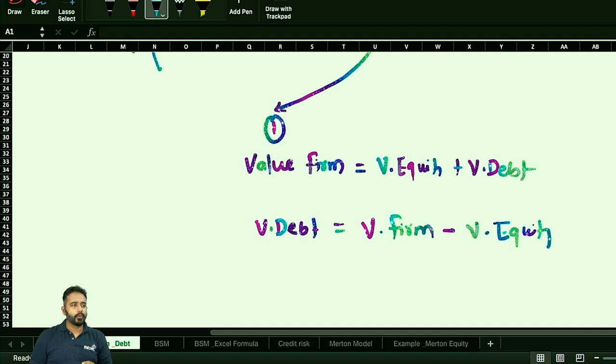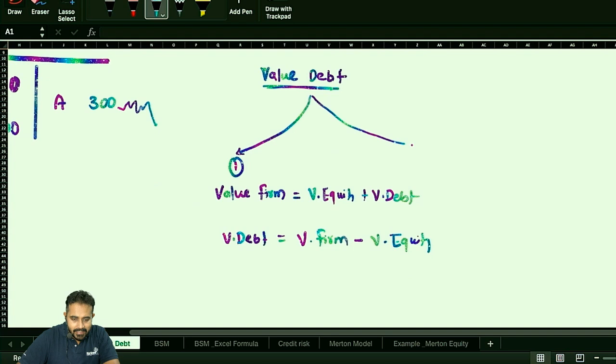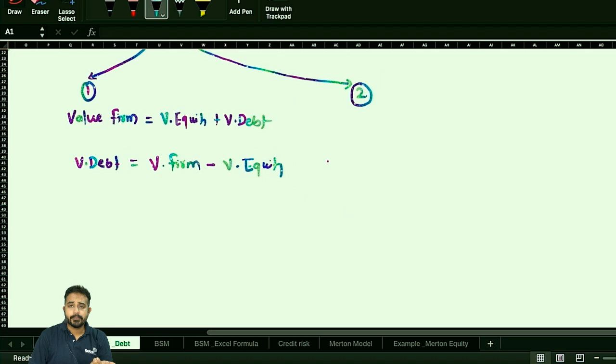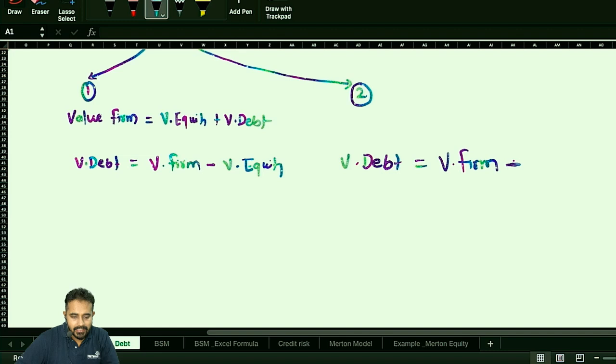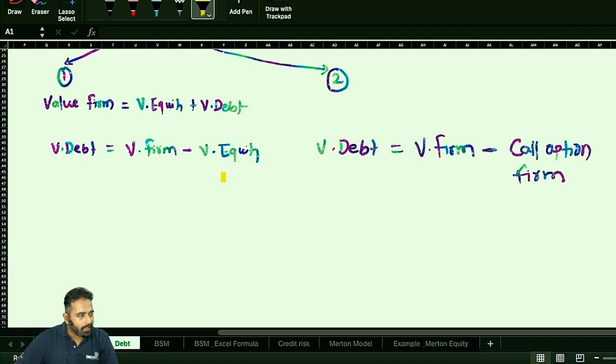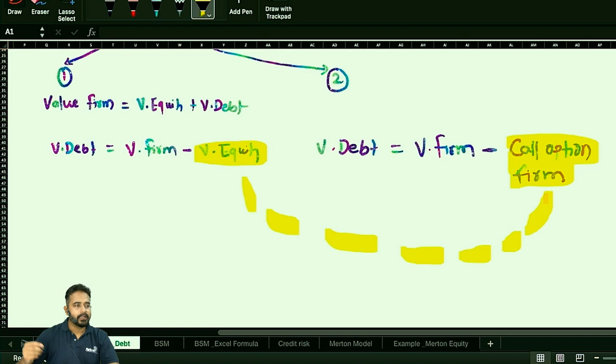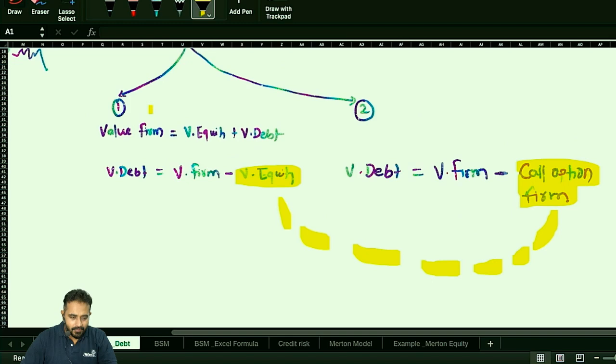Now from the same simplistic approach, I can create a second method, where I say, you know what, we've just learned that the value of equity is nothing but a call option on the firm, correct? In the previous section, we learned that value of equity is nothing but a call option on the firm. So I can take the same equation, that value of debt is equal to the value of the entire firm minus the call option on the firm, because in the previous section we were able to establish that value of equity is the same as the call option on the firm. So these two numbers are interlinked with each other, and there you go, that's your second way of looking at it. In fact, the first method is nothing but a setup to derive the second method.